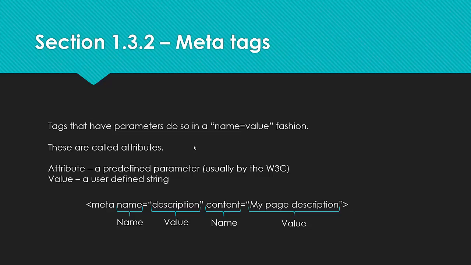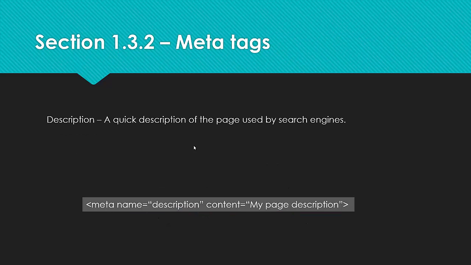So for this tag, we have meta, and funny enough, the name of this attribute is name. Then the value is description. So we're saying this is the meta for the description. And the content is actually the content for that description. So my page description is the description for this page. Then a description is a quick description of the page used by search engines.